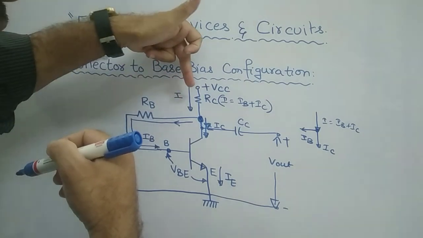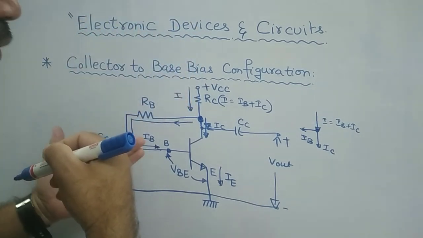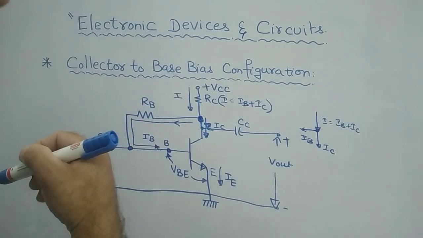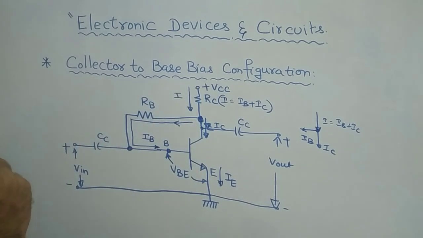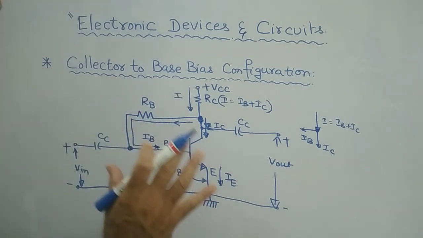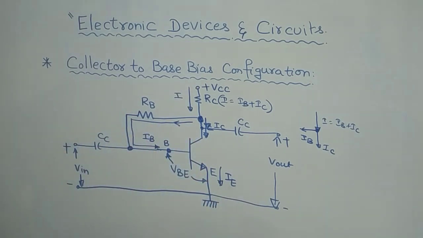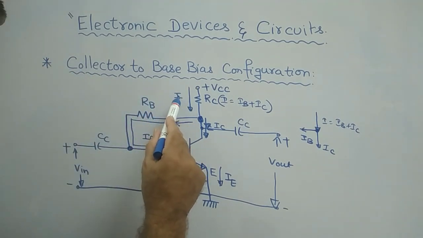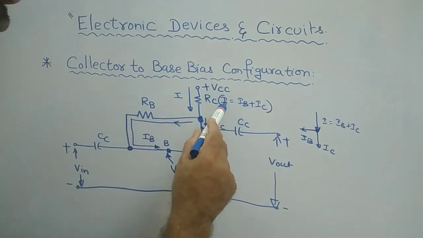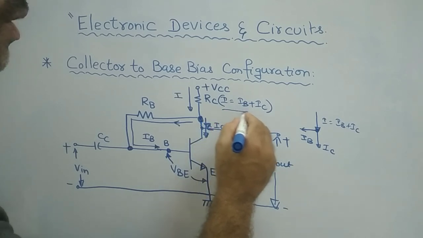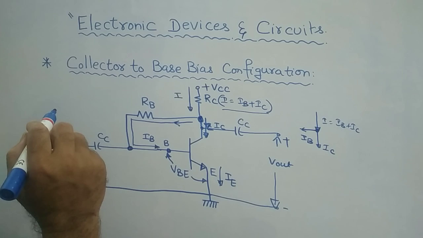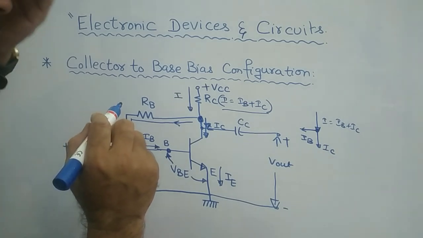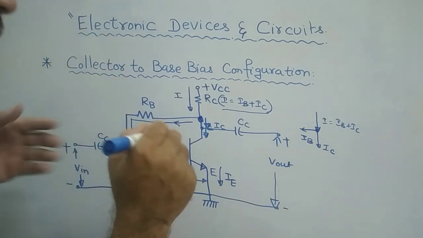Therefore, what is the current that flows through RC? It is the sum of base current and collector current. That much current flows through this RC, the collector resistor. So this is the simple circuit. Therefore, you must remember in this circuit that the I which flows through this RC is nothing but IB plus IC. This you must remember.